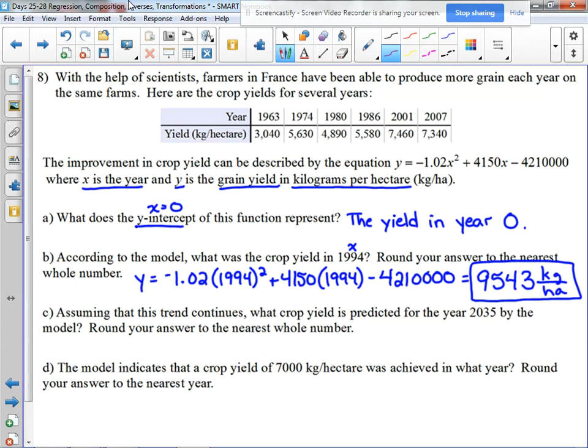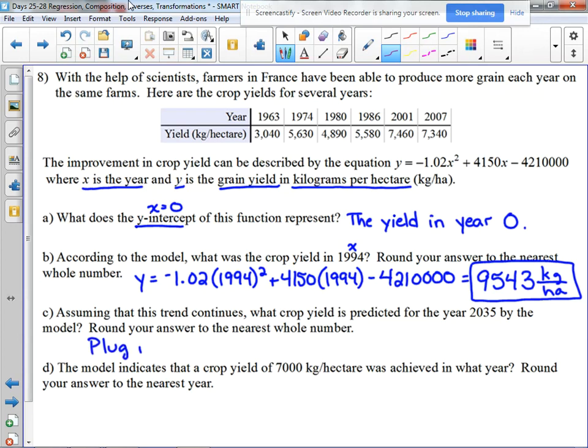Again, this is the limitations of your model. It fits, but it doesn't always accurately represent every single data point. Okay, so assuming that this trend continues, what crop yield is predicted for the year 2035 by the model. Again, that's exactly what we do in B.